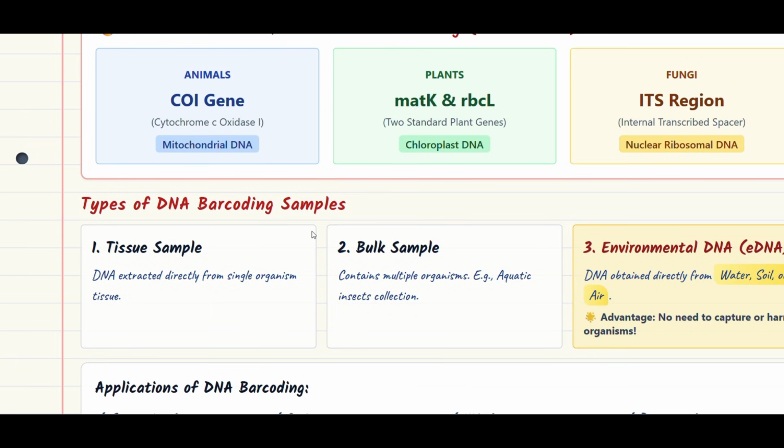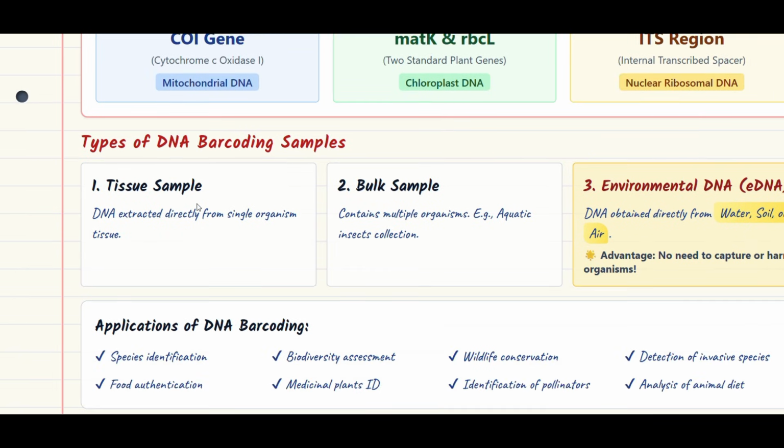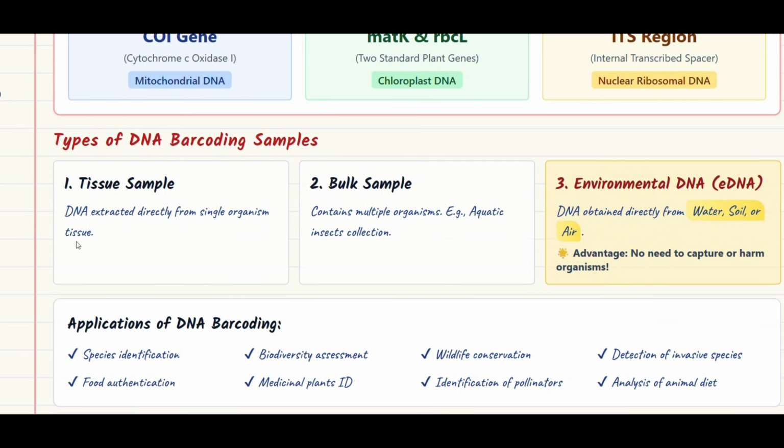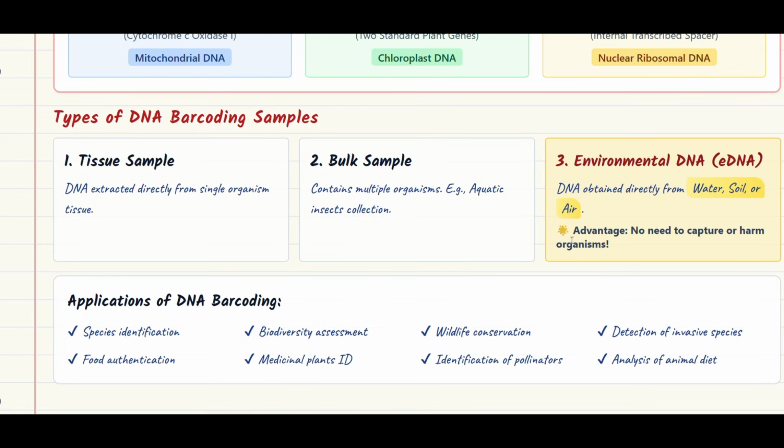Types of barcoding DNA samples: tissue sample, bulk sample, and environmental DNA. A tissue sample is DNA extracted directly from a single organism's tissue. A bulk sample means multiple organisms, for example aquatic insect collection. Environmental DNA is obtained directly from water, soil, or air. Advantage: no need to capture or harm the organism.